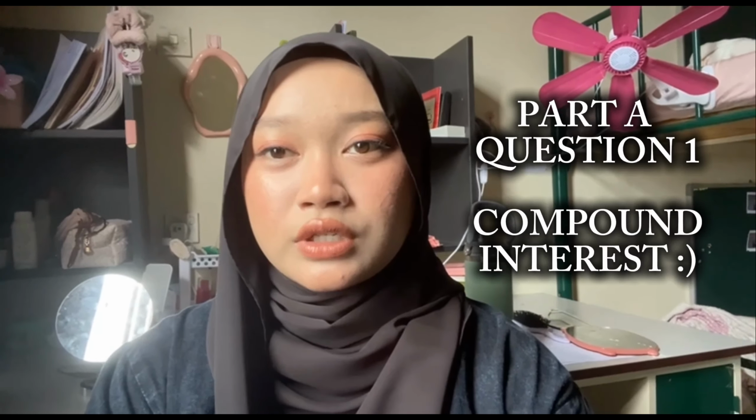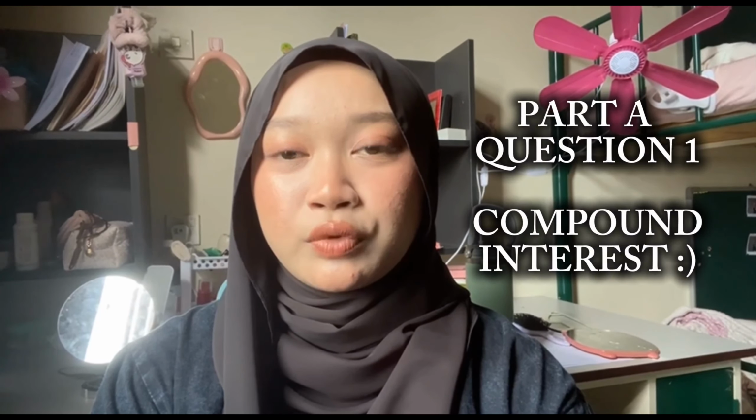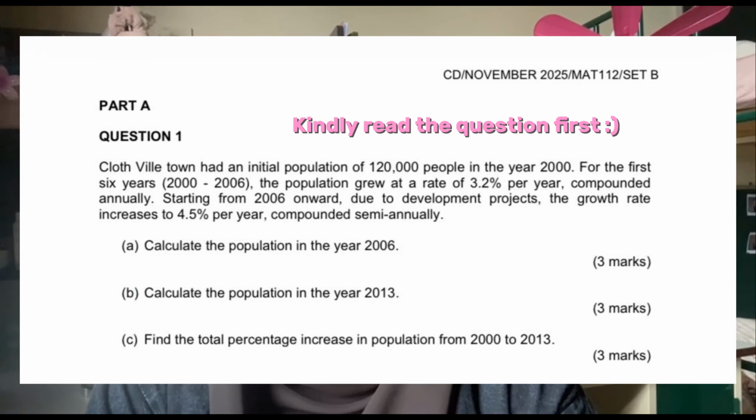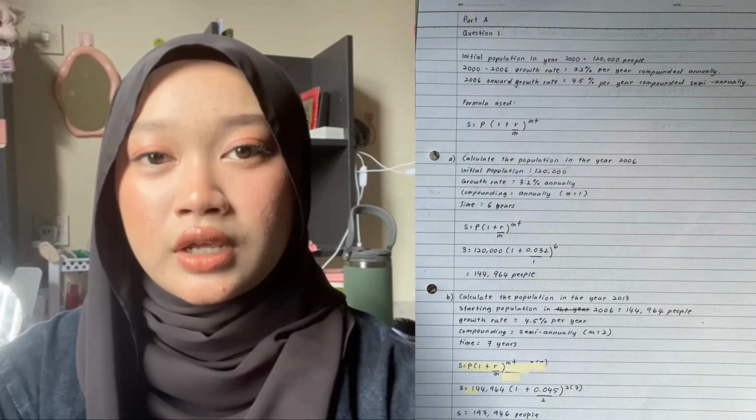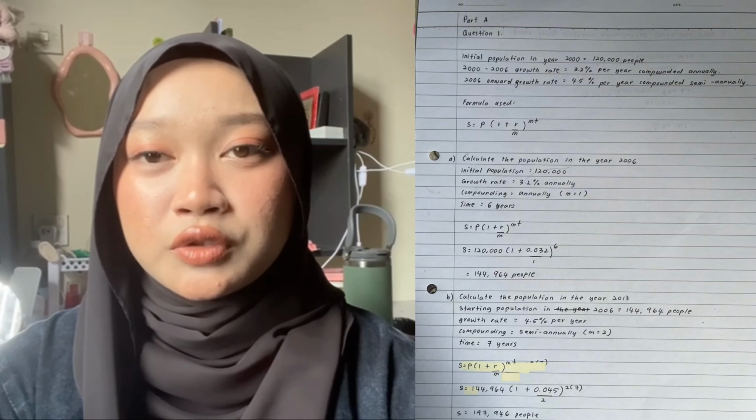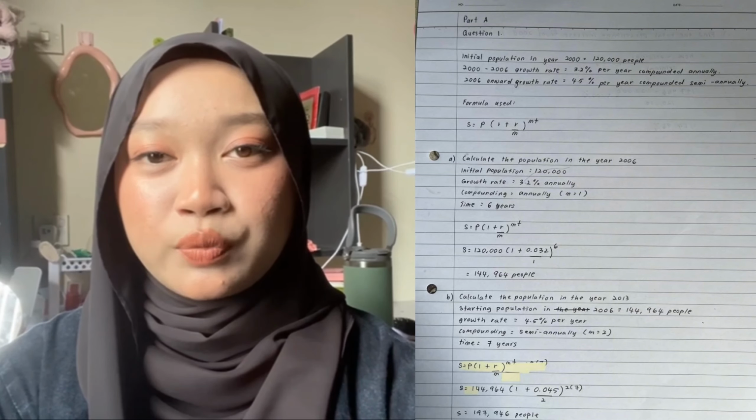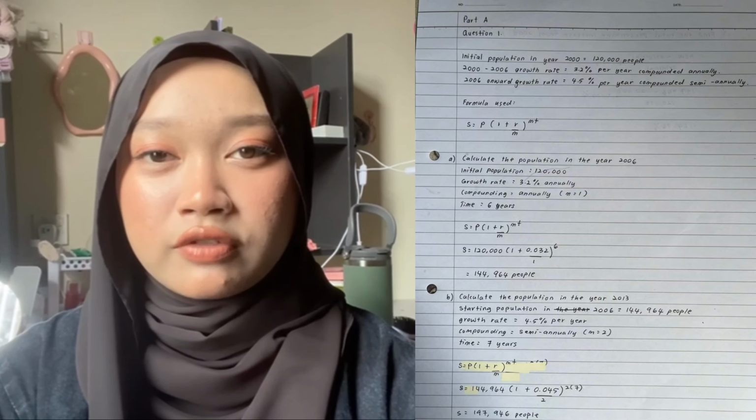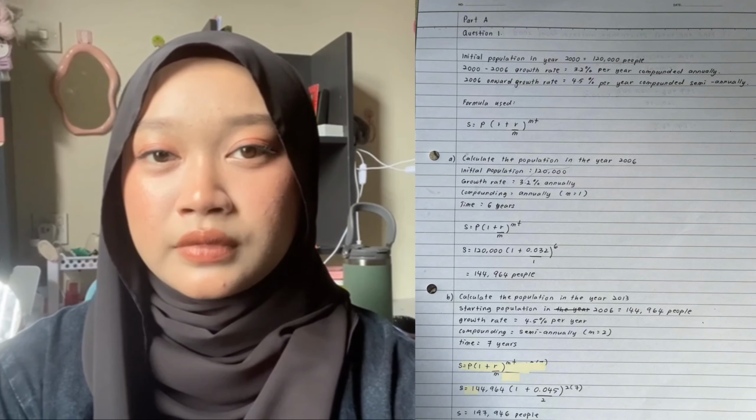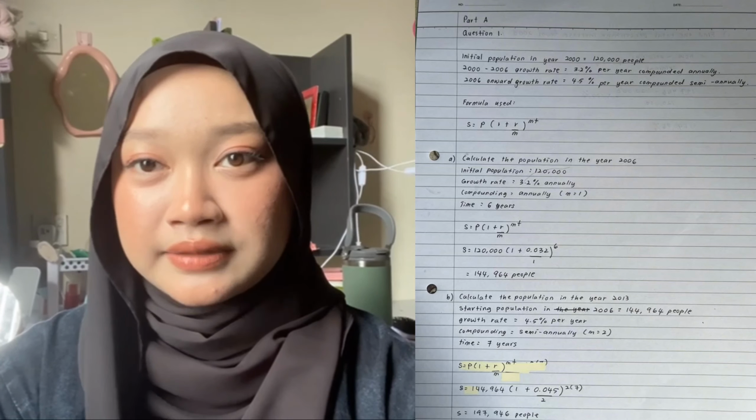I will present the solution for question 1, which involves calculating the population growth of Closewhile Town. We are given the initial population in year 2000 is 120,000 people. From 2000 to 2006, the growth rate is 3.2% per year compounded annually. From 2006 onward, the growth rate is 4.5% per year compounded semi-annually. We will answer parts A, B, and C.